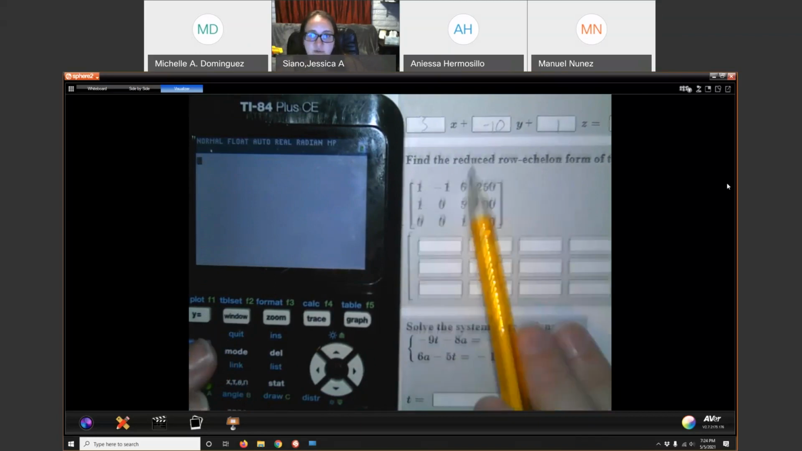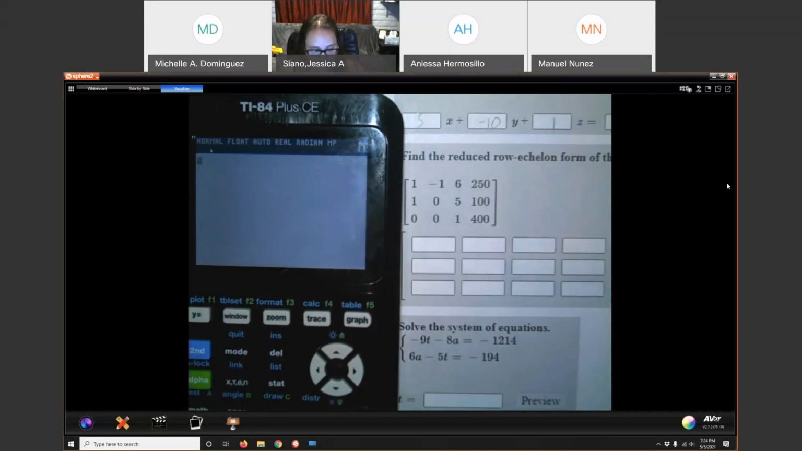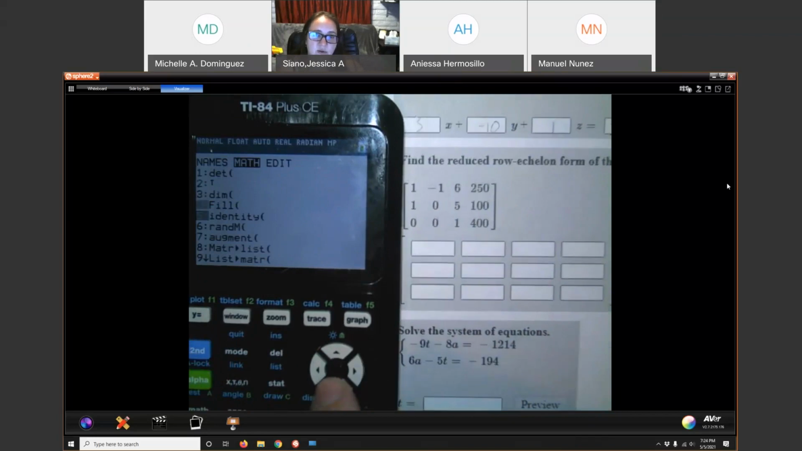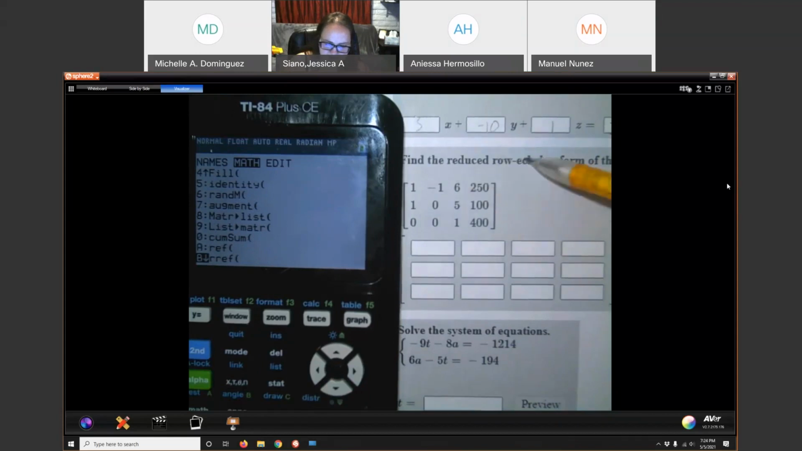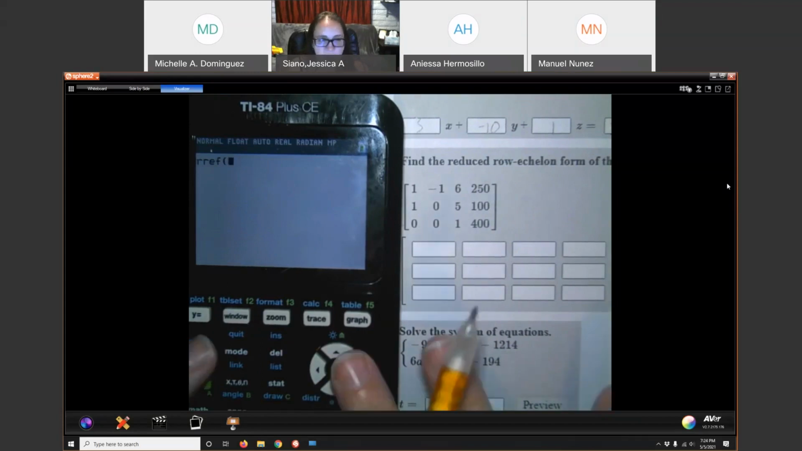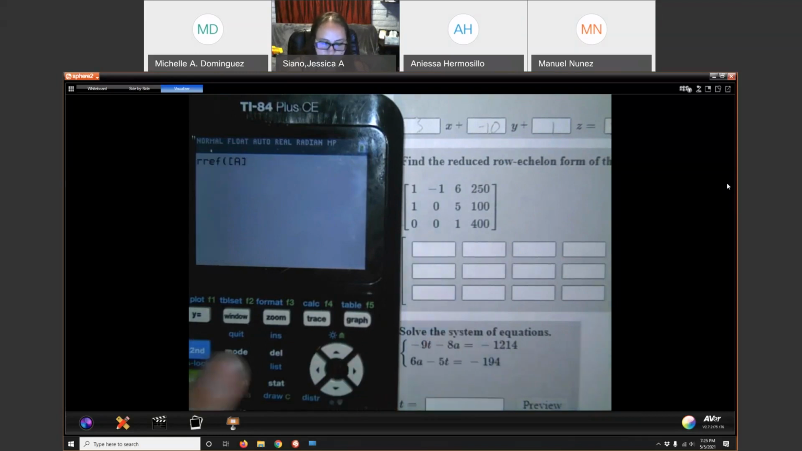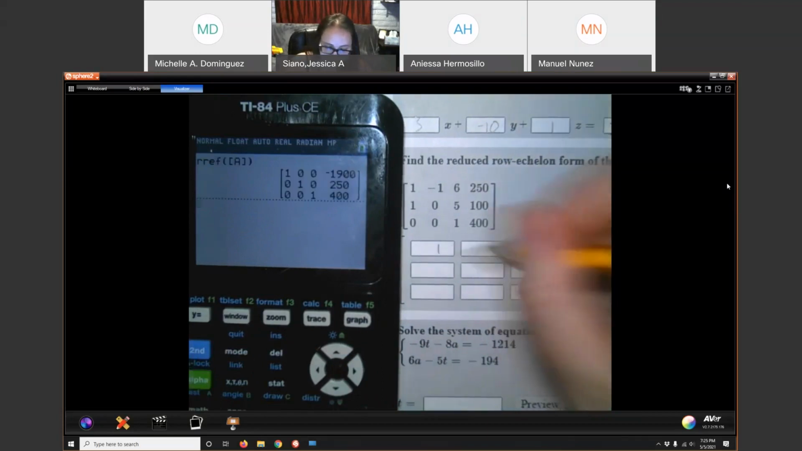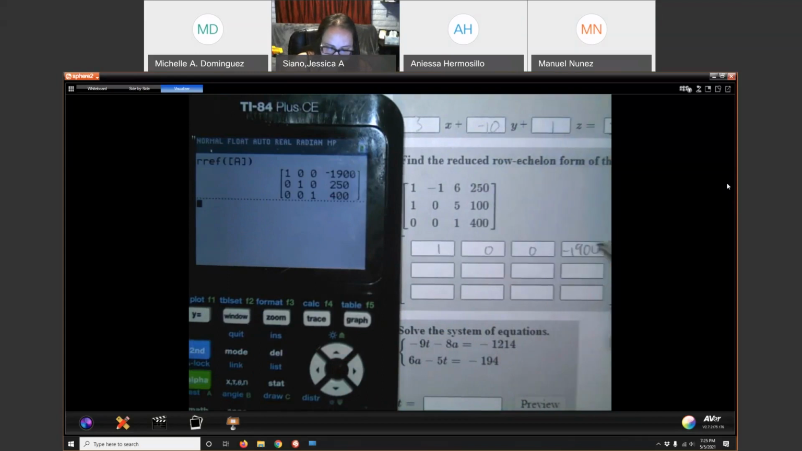Now to do reduced row echelon form, we press second and then matrix. We go over to math and scroll down to RREF. See it? RREF, reduced row echelon form. Then I press enter on it, go back to matrix, and press enter on matrix A because we want to do reduced row echelon form to matrix A. So then 1, 0, 0, -1900, 0, 1, 0, 250, 0, 0, 1, 400.